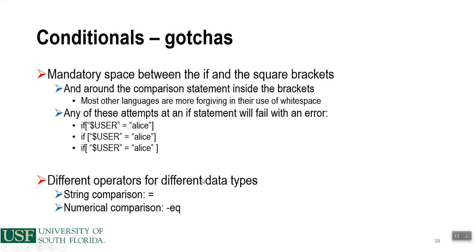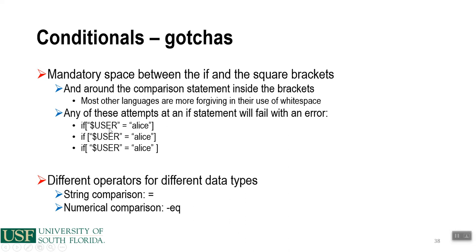So some of the gotchas that you may run into for your assignment, that often trip up many programmers all across the world, is you have to make sure that the appropriate syntax is in place. There's a mandatory space between the if and the square brackets, and around the comparison statement inside the brackets. Most other languages are forgiving in their use of white space. Like Python, white space is going to be a little bit more forgiving for these types of situations. Any of these attempts in an if statement will fail with an error.